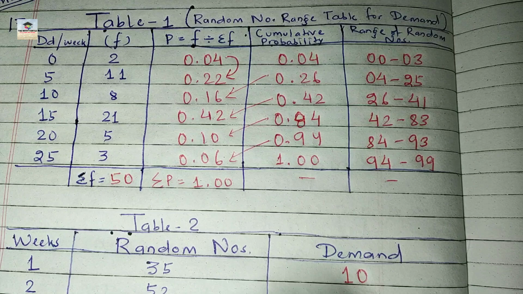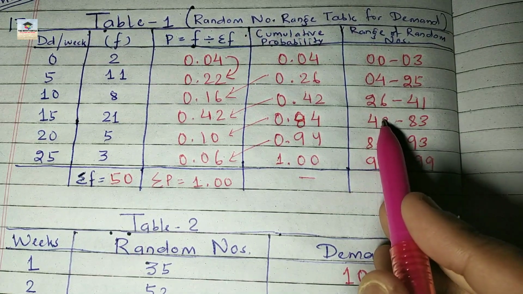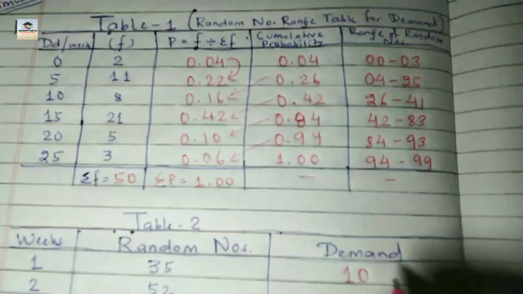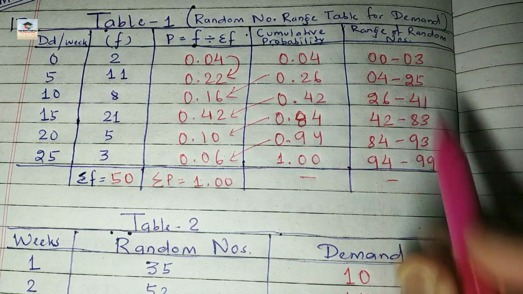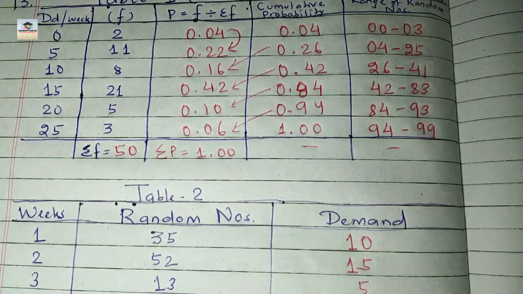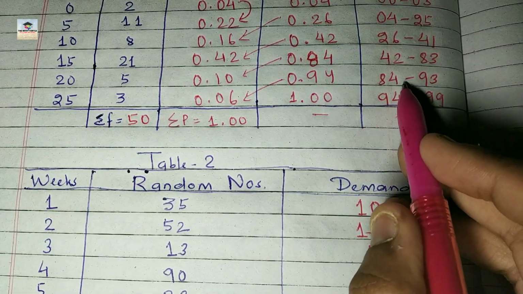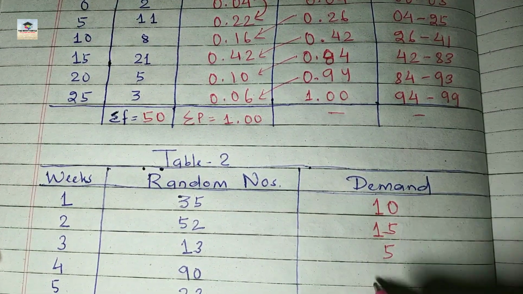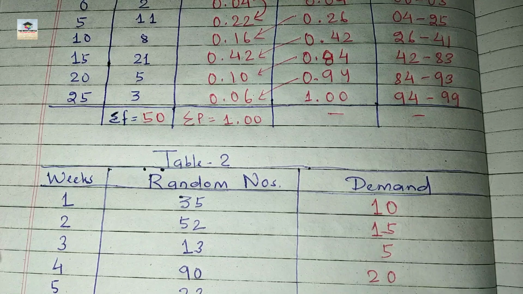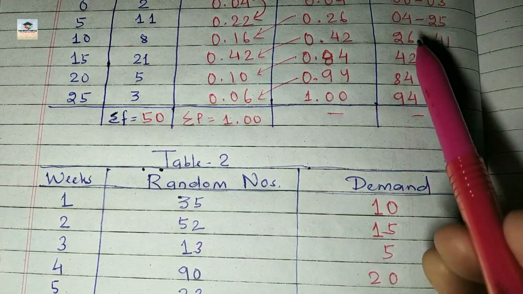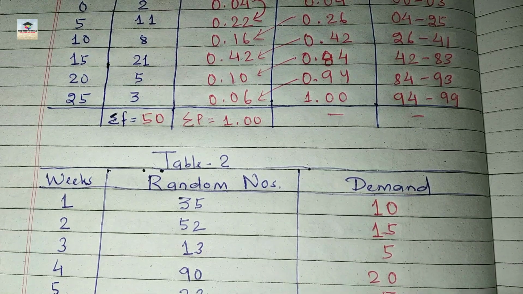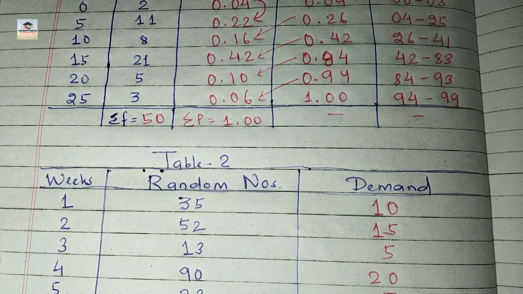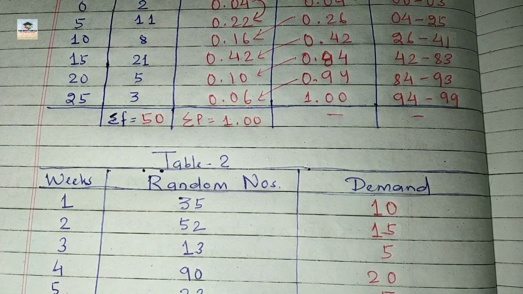Next is 52. 52 यहाँ पर fall कर रहा है. So here your demand is 15. Next is your 13. 13 कहाँ पर fall कर रहा है? यहाँ पर it will be 5. Then you got 90. 90 यहाँ पर fall कर रहा है. So it will be 20. Then you got 23. 23 is falling here. So again you got 5. Then again you'll get 15. Then again 10. Then again 15.